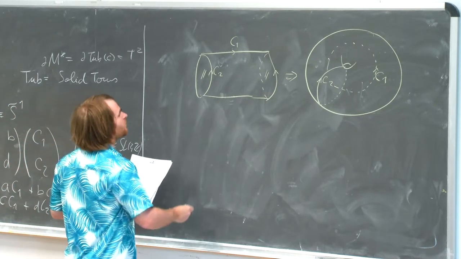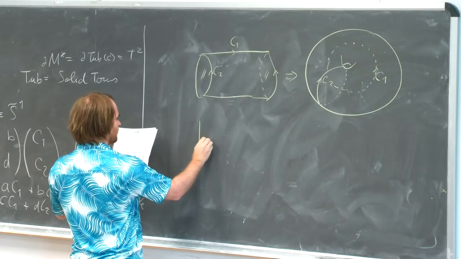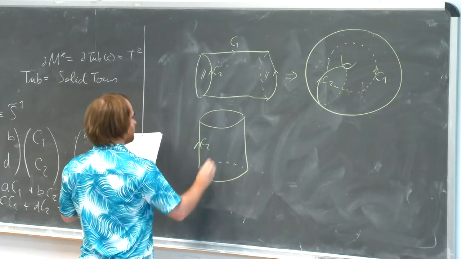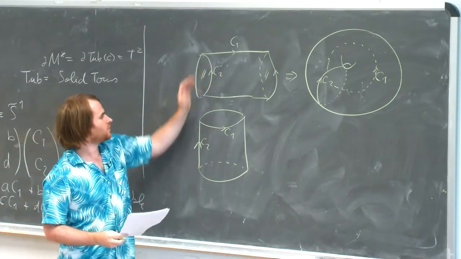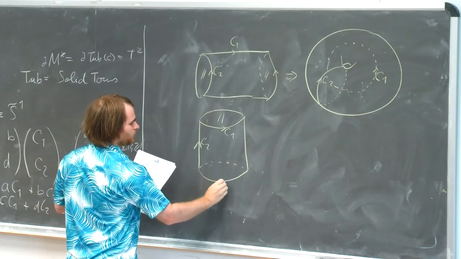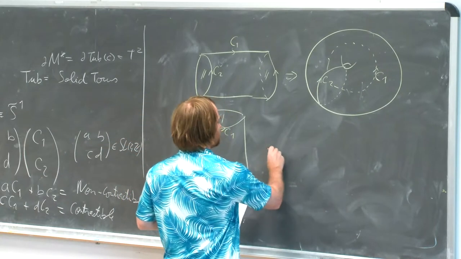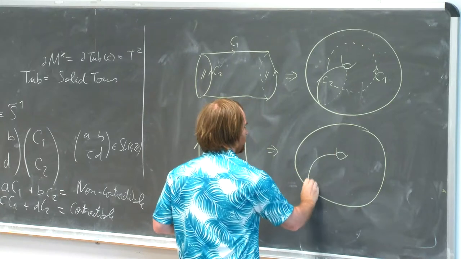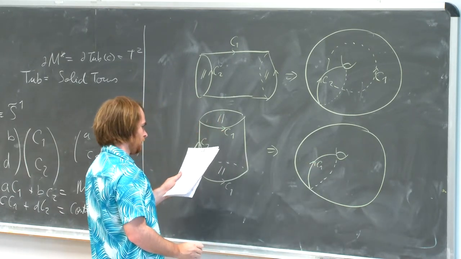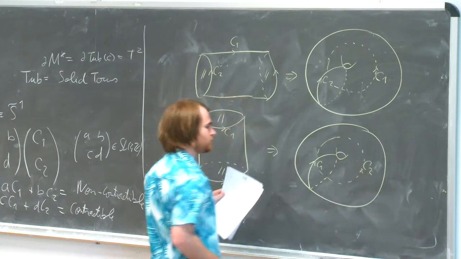But I could do it in a different way. So instead of identifying this way, I have the C2 like this. So basically, you still have the same cycles, okay? C2, C1. But first, I put the disk here, and identify this side with that side. So what do I get? It's again a solid torus. But now the contractible cycle is C1, right? And the other one, which is around the hole, is C2.